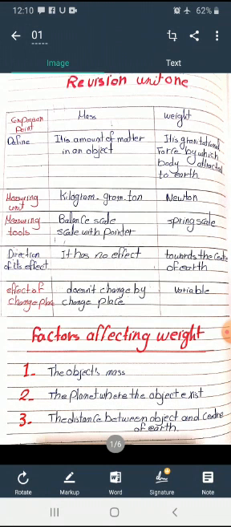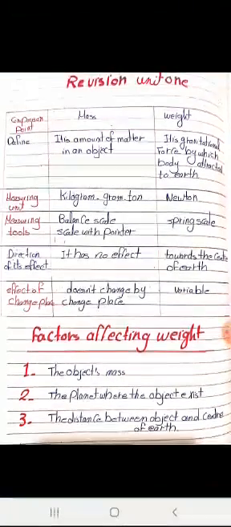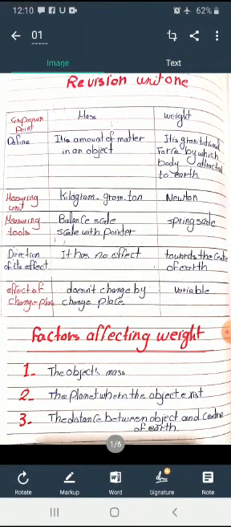Number 2, what is the measuring unit of mass and weight? The measuring unit of mass, kilogram, gram, ton, while the measuring unit of weight, Newton. Number 3, the measuring tools of mass, balance scale and scale with pointer, while the measuring tools of weight, spring scale. Number 4, the direction of its effect.